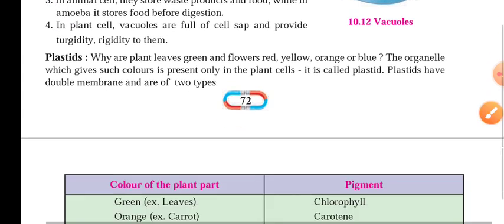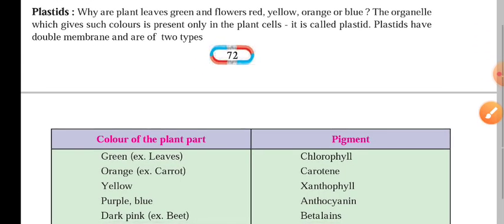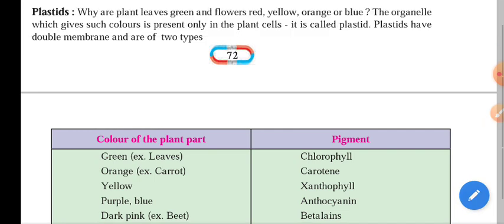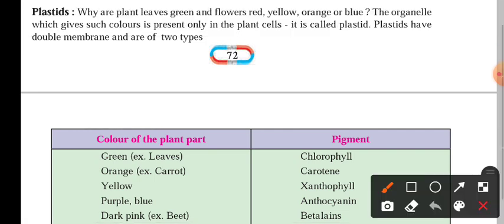The next thing we have to study is the plastids. Plastids are also important for plants. Actually, this one is present only in plants. Why are plant leaves green and flowers red, yellow, orange or blue? Means the different parts of the plants have different colors. So what gives them different colors? That is nothing but the plastids.